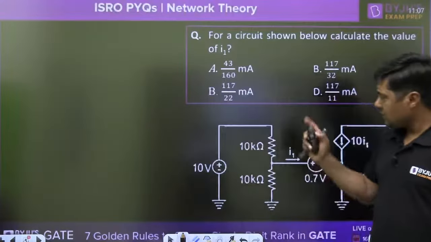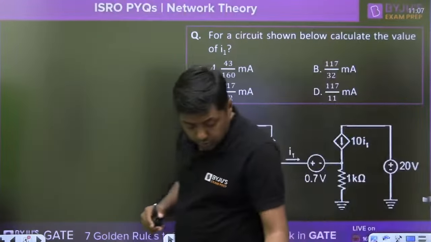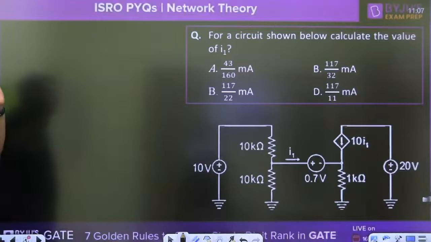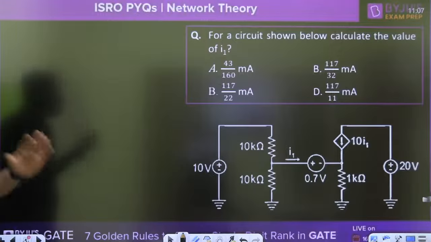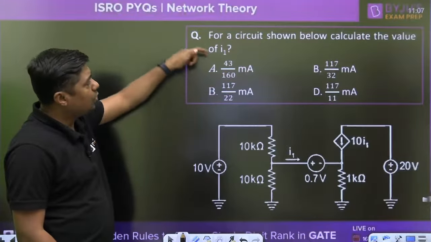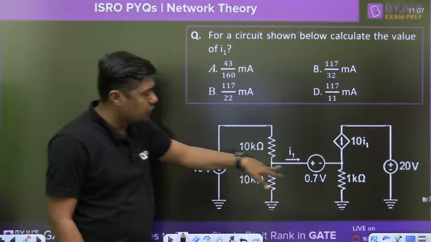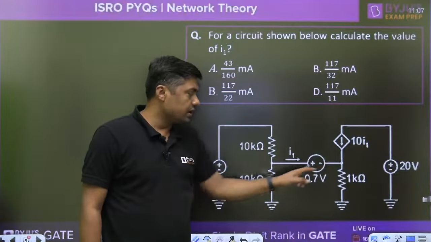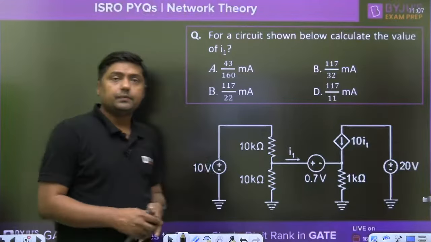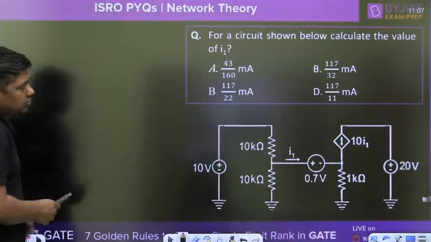Everyone, use your calculator, copy and pen, and please try to solve this question. For the circuit shown below, calculate the value of I1. What is the current through this branch? Okay, you have to solve this. So everyone try to solve this question.